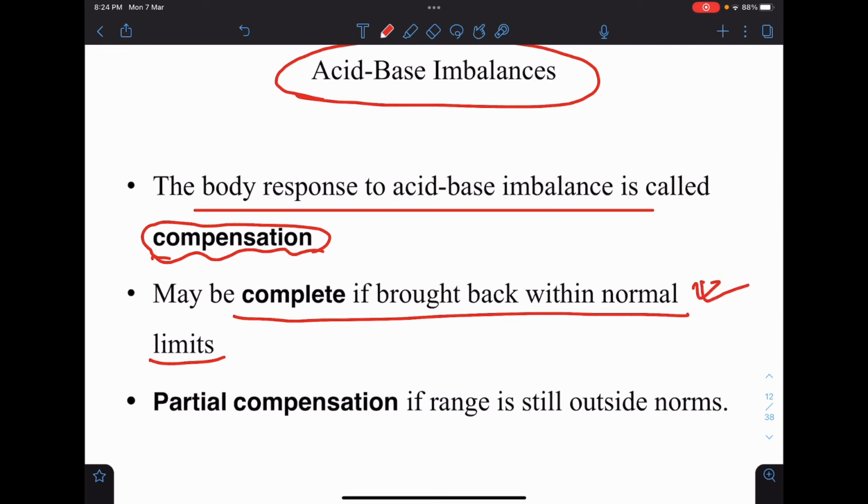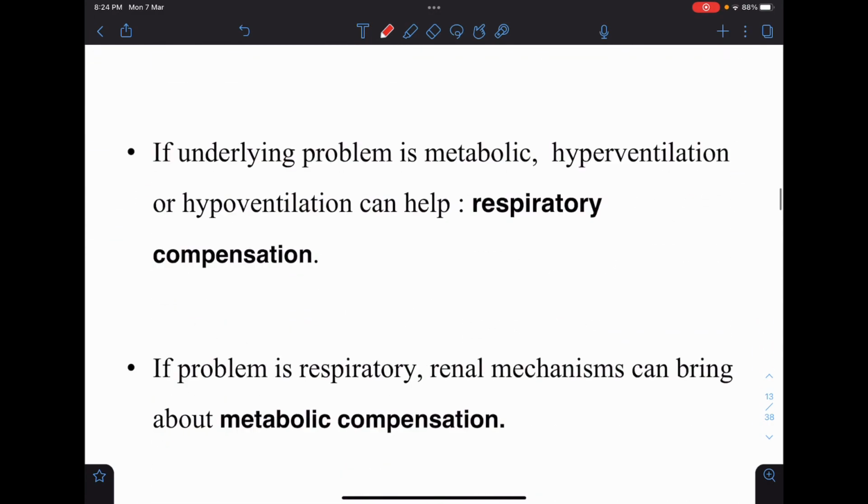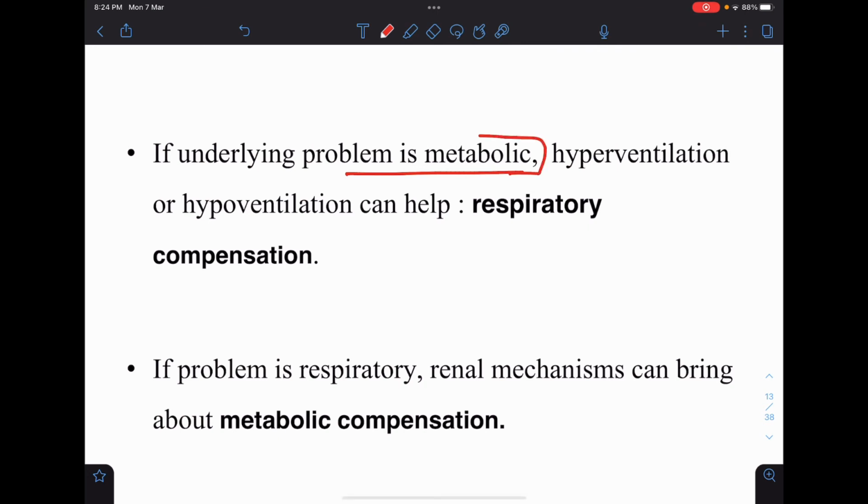Partial compensation is when the pH is still outside the normal range, that is, not brought back to the normal limit. Now, if the underlying problem is metabolic, such as metabolic acidosis or metabolic alkalosis, then the respiratory system will act as the buffer system. So hyperventilation or hypoventilation can help. This is the respiratory compensation.